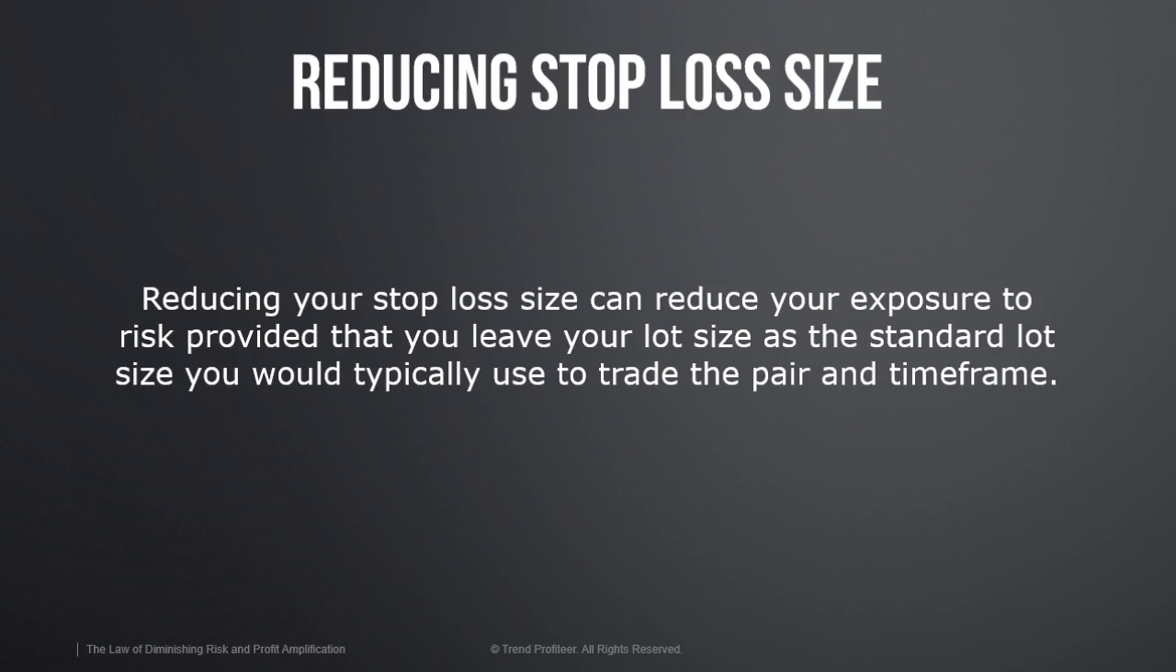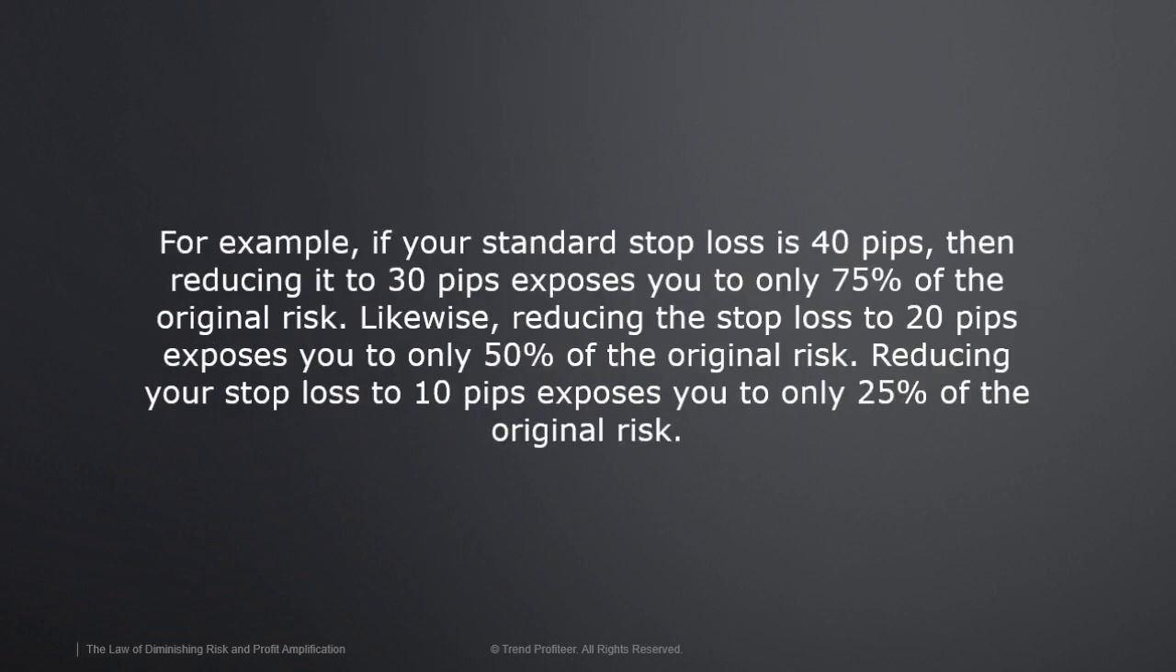Reducing your stop loss size can reduce your exposure to risk, provided that you leave your lot size as a standard lot size you would typically use to trade the pair and time frame. Okay, so for example, if your standard stop loss is 40 pips, then reducing it to 30 pips exposes you to only 75% of the original risk. Likewise, reducing the stop loss to 20 pips exposes you to only 50% of the original risk. Reducing your stop to 10 exposes you only to 25% of the original risk.